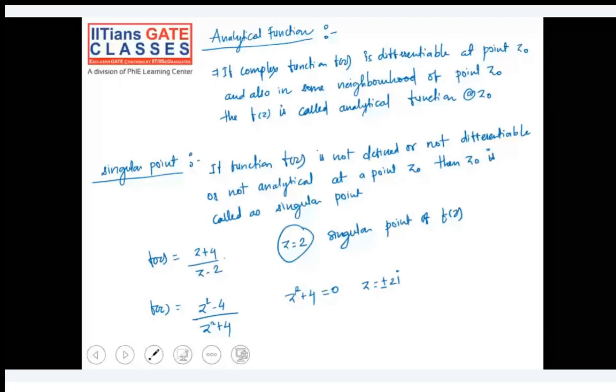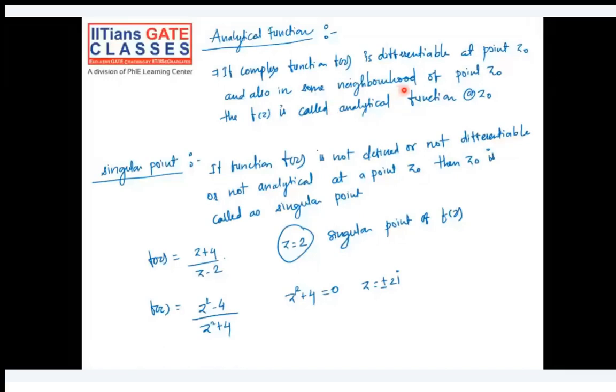So it's more or less differentiability of the complex function, you can say. In real functions we have differentiability and continuity. In complex functions we call it analyticity. Okay, so a complex function f of z is differentiable at a point z naught and also in the neighborhood of z naught. The f of z is called an analytical function at z naught.